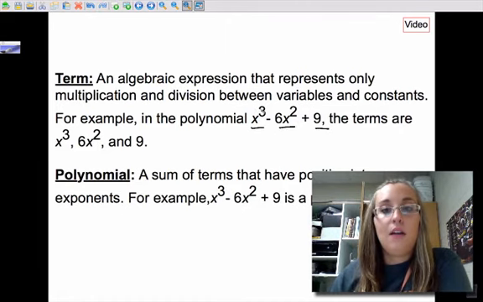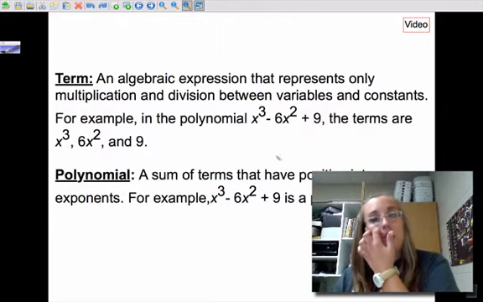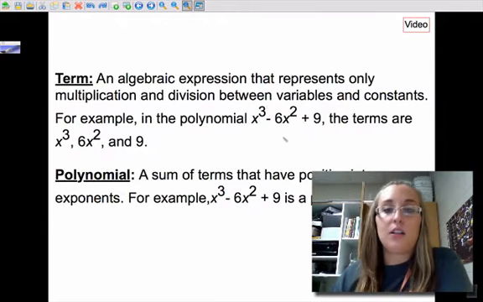It's each part that's multiplied together, okay? Usually separated by multiplication or addition and subtraction. I'm sorry, separated by addition and subtraction. So terms are separated by addition and subtraction.